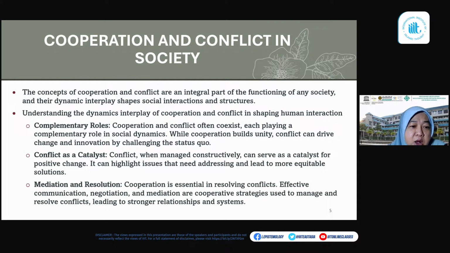Cooperation plays the role of mediation in resolving conflict. It is done through effective communication, negotiation, mediation, and arbitration. These are the cooperative strategies used to manage and resolve conflict. So cooperation resolves conflict. Conflict can bring positive change towards cooperation, so it will lead to stronger relationships and systems.